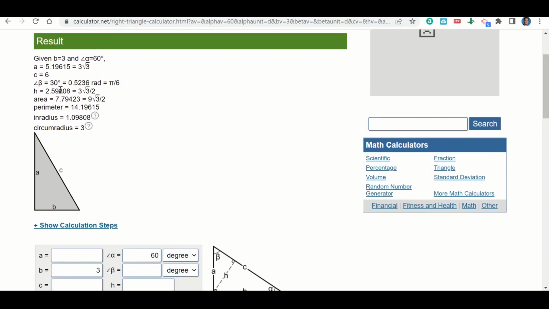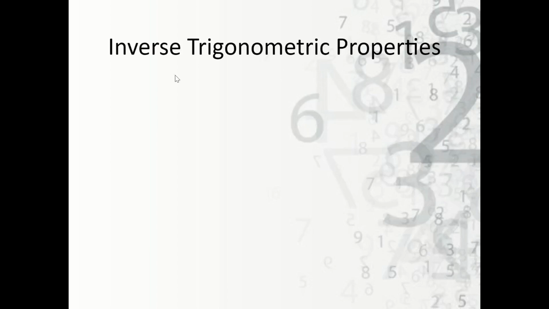So we can see that A, in this case, is 5.19615, or 3 square root of 3. And C is 6. We can also see that angle beta, this one here, is 30 degrees, and this angle here is 90 degrees. So we can use this information to help us solve for these different angle measures and side lengths. Now let's talk about inverse trigonometric properties.